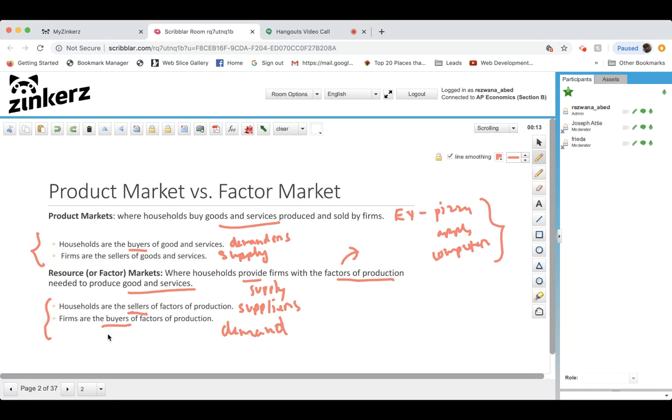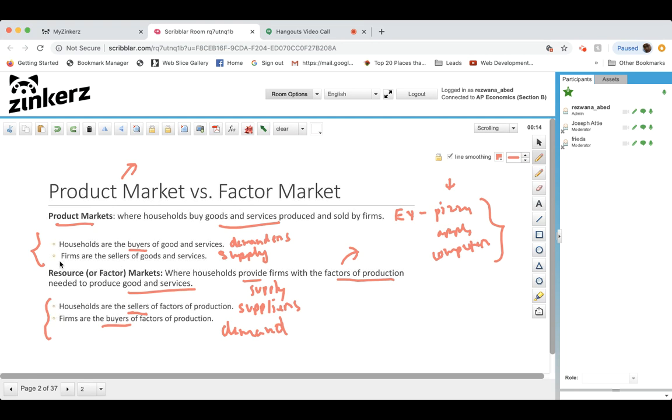So we started our discussion of factor markets today, and basically I was just giving Joseph an overview of how the factor market is different than the product market. The product market is what we have seen up until now when we talked about supply and demand for goods such as pizza, Apple, computer, any kind of goods that households buy and firms sell, right, are in the product market.